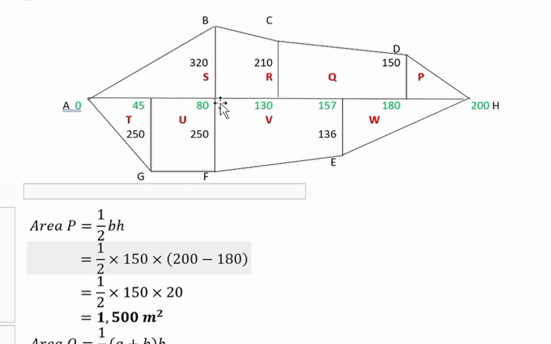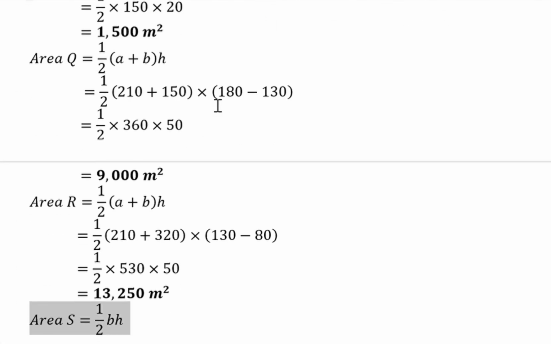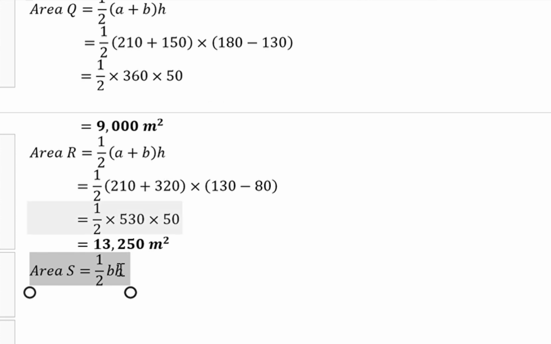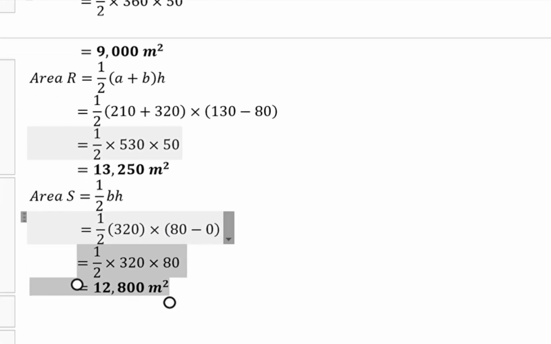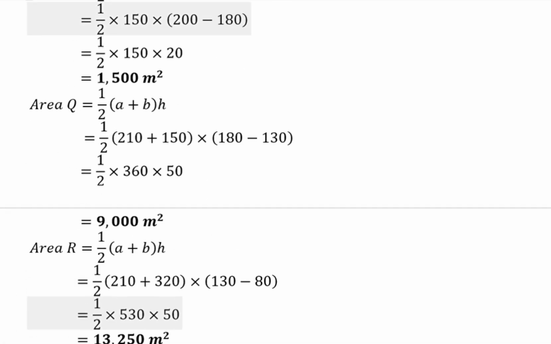S is a triangle. The base is from here to here, which is 80 minus 0, and the height is 320. So it will be half times the two measurements, half into base times height, which is equal to half times 320 times the base. Of course, whether you write the base first or the height, the answer does not change. So when you do that, you will get the answer being 12,800 square meters.